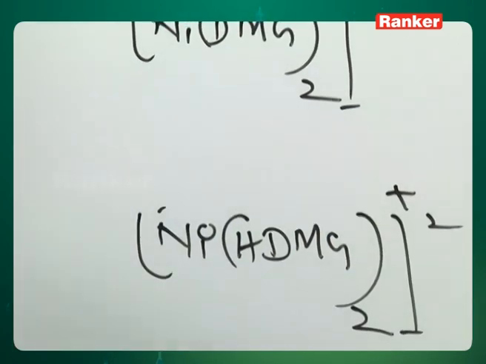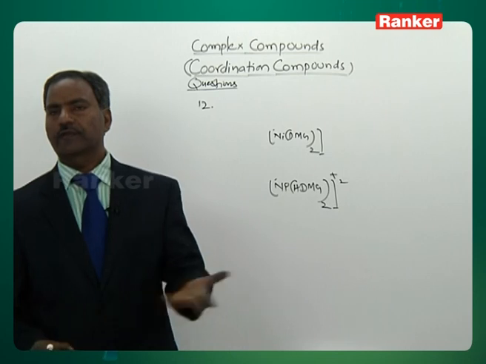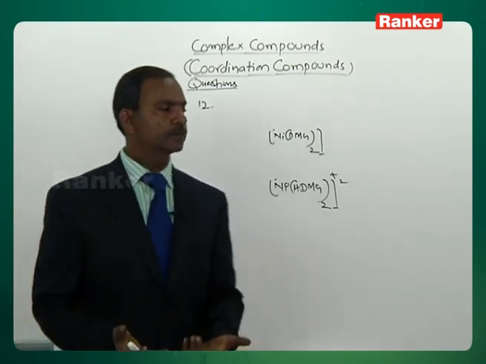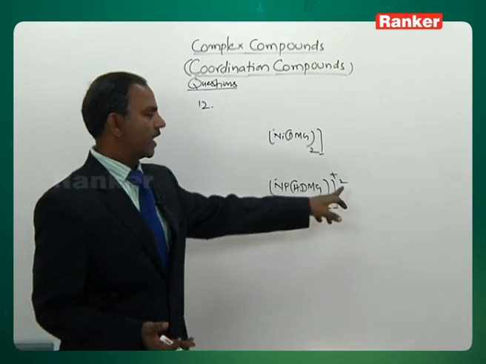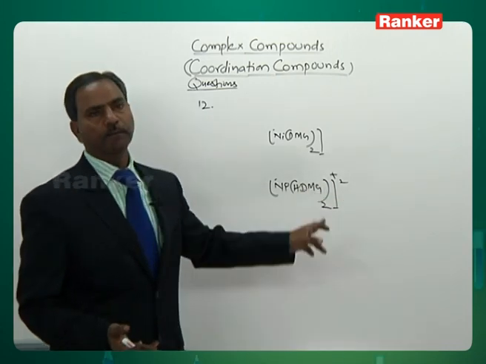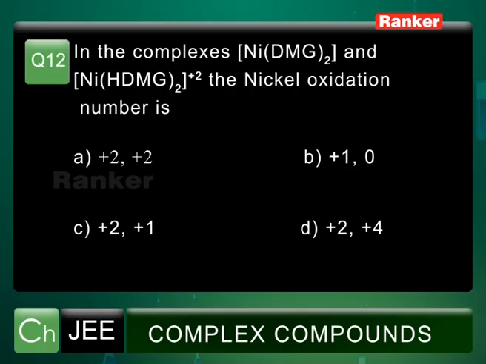Since this particular DMG has two negative ligands, nickel comes to be plus 2. And again, nickel HDMG, yes, this is a neutral ligand, but still it is carrying a plus 2 charge. In both of the complexes, nickel oxidation number is what? Plus 2. So option A is given as plus 2, plus 2, option B is plus 1, 0, option C plus 2, plus 1, option D plus 2, plus 4. So in both of these complexes, nickel oxidation number comes to be plus 2. So answer A.